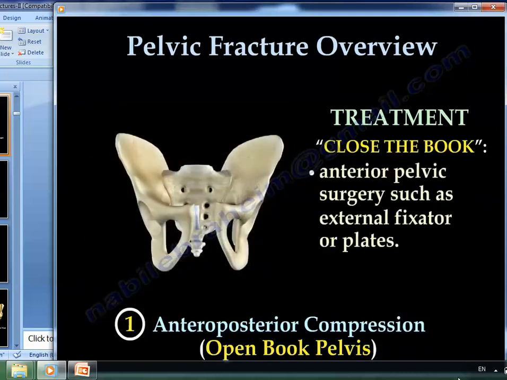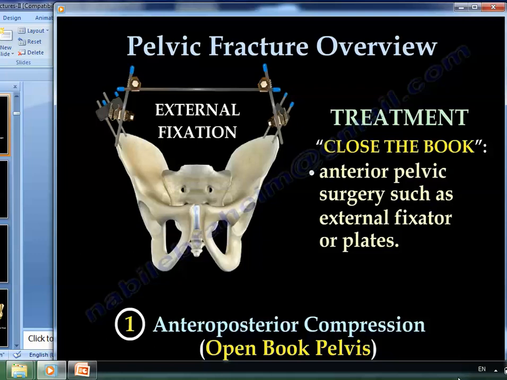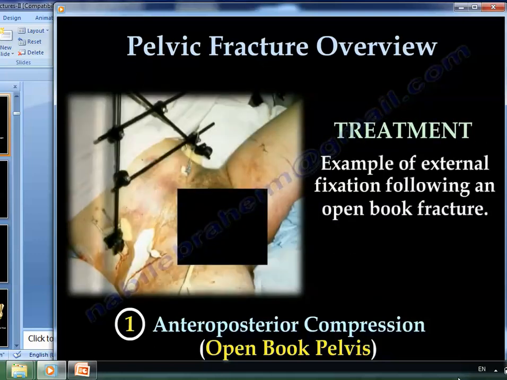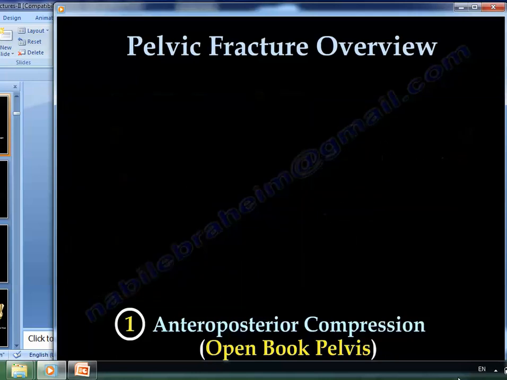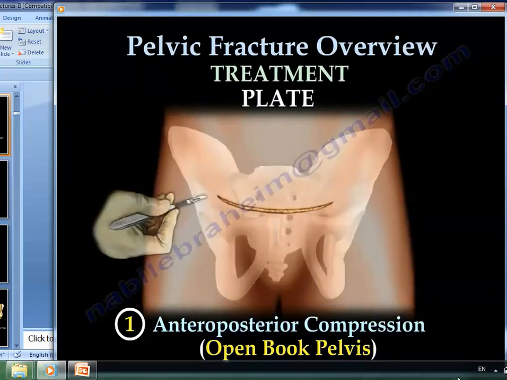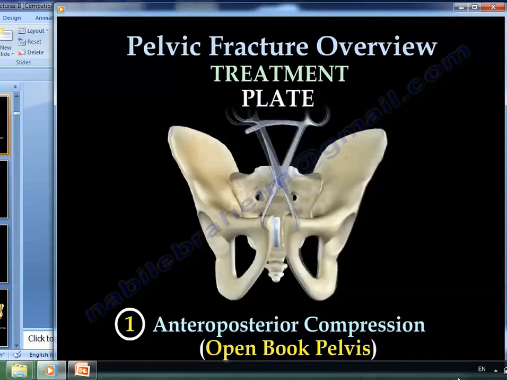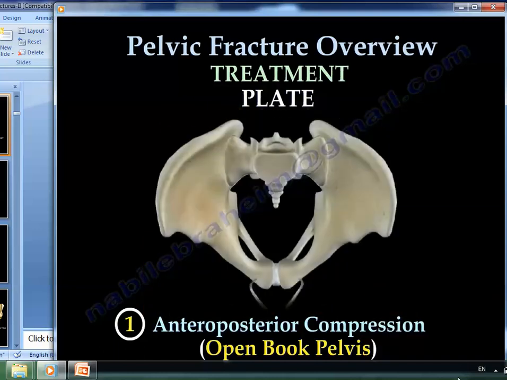The surgery can be done through an external fixator or a plate. This is an example of external fixator of the pelvis. This is an example of anterior plate. You can see here the incision. After you reach the bone, you will try to reduce the disruption of the symphysis pubis. Then you fix the symphysis pubis with the plate.